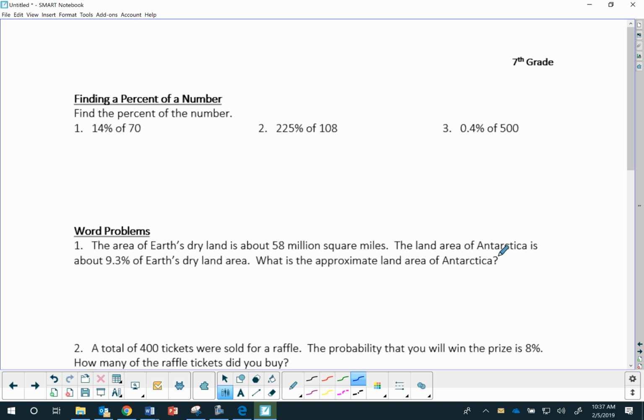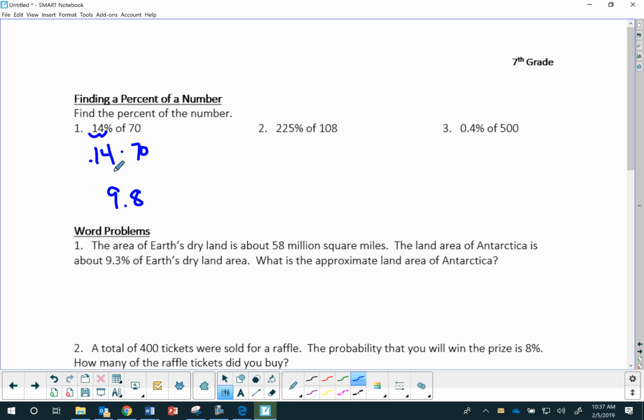All right. In this next section, we're going to find percent of the number. So we want to find 14% of 70. We know we can write 14% as 0.14 because we move that decimal 2 places to the left to get a decimal. Then this "of" is a keyword that means multiply. So 0.14 times 70. When you do that multiplication, you should get 9.8 or 9 and 8/10.